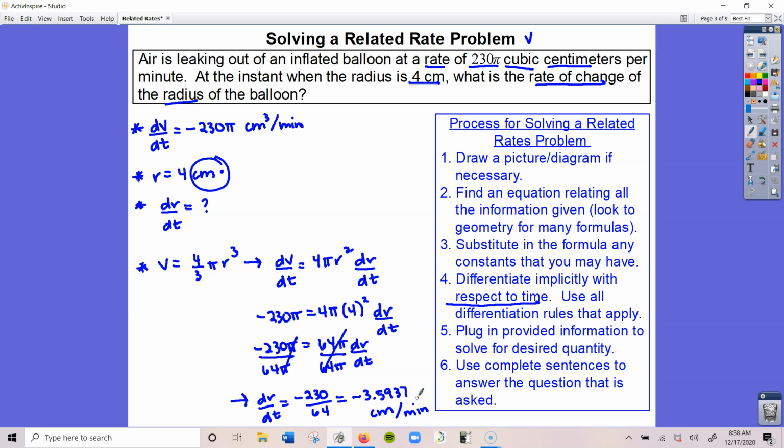So what does this mean? This means that the rate at which the radius is decreasing is 3.5937 centimeters per minute.